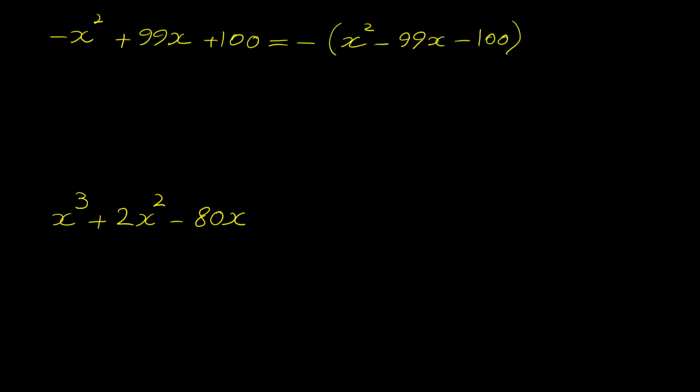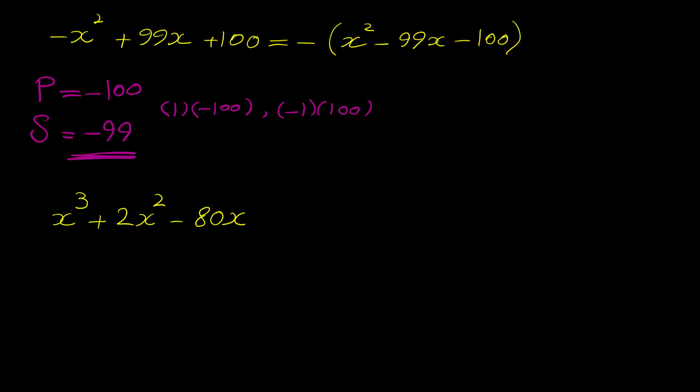We are looking for two numbers that their product is negative 100, so one number positive, the other number negative. The sum is negative 99. We start with 1 and negative 100, or maybe negative 1 times 100. Between these two pairs, which one satisfies this condition? The sum negative 99. The sum of these two numbers is exactly negative 99.